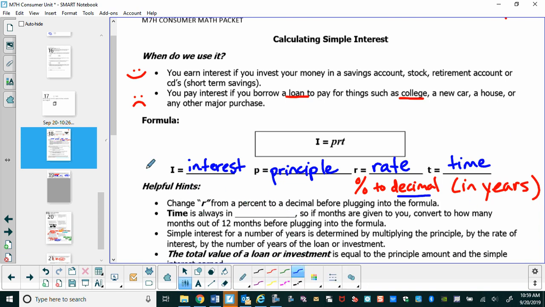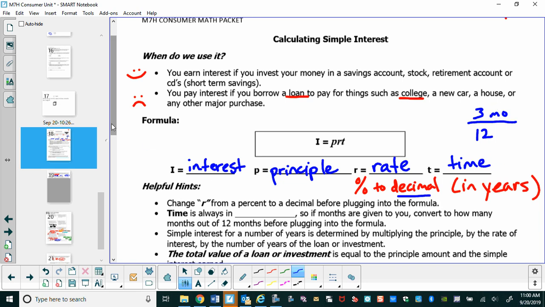So some of the problems will be giving you months, like if something is going to be in a bank account for 3 months, you just got to think about what part of the year that is. So 3 months out of 12 months would really just be 1/4, and so that'd be a fourth of a year, and we'd put that in for time.